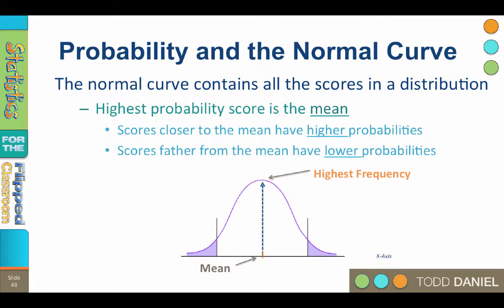Scores closer to the mean have higher probabilities. Scores further from the mean have lower probabilities. Scores on the x-axis that are far from the mean have low frequency. There are very few of those scores.